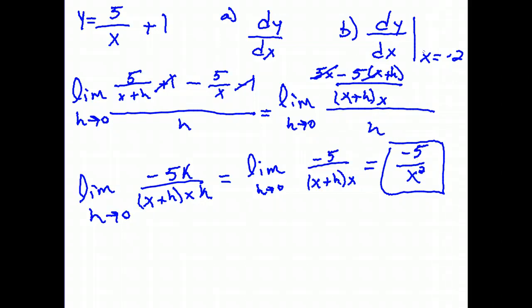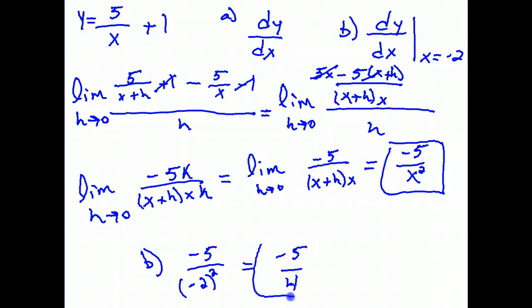Now, in part B, we want to know, well, what is dy dx evaluated at x equal to negative 2? So we simply put in a negative 2. Negative 2 squared gives us a positive 4 because the negative 2 is being squared, so we get a negative 5/4 for our first derivative defined at x equal to negative 2.